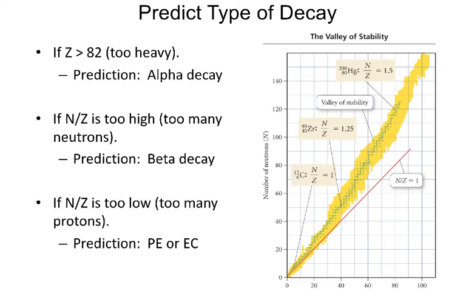Now, of course, we know from the chart of the nuclides activity that we did that they don't have to decay by alpha decay, but if we were going to make a prediction just based on the mass number and the atomic number, if the atomic number is greater than 82, then our most likely prediction is going to be alpha decay. If the atomic number is less than 82, then what we want to do is calculate the N to Z ratio, or the number of neutrons divided by the number of protons. If we find that the N to Z ratio is too high, then our prediction is going to be that it's beta decay. If we find that the N to Z ratio is too low, then our prediction is going to be that it's either positron emission or electron capture.